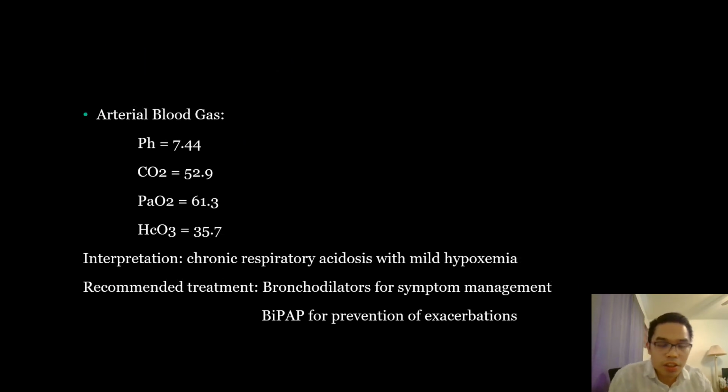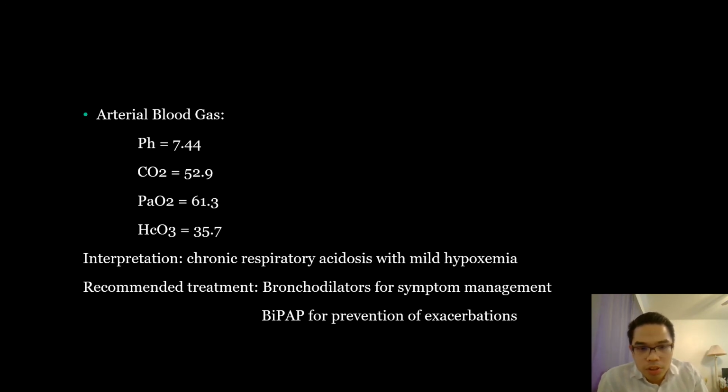So this is the arterial blood gas. As we noticed, the PO2 is 61, which is mild hypoxemia, interpreted as chronic respiratory acidosis with mild hypoxemia. So that was evidently noted in the patient's laboratory in hemoglobin, hematocrit, and RBC due to its decreased O2 circulation in the body.